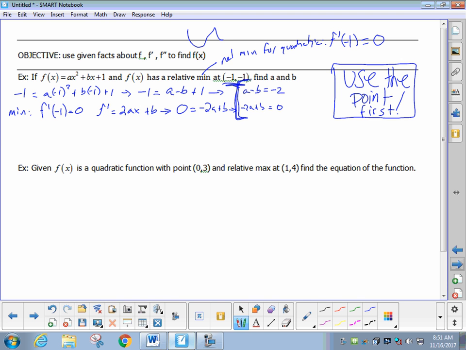Substitution. Elimination. That does not solve the system. Good try. Graphing. Yep.